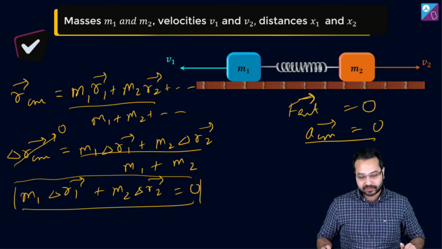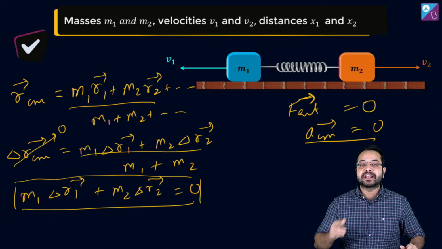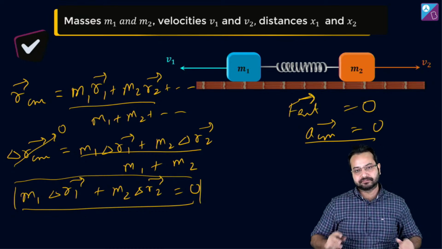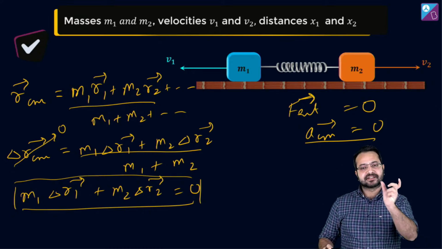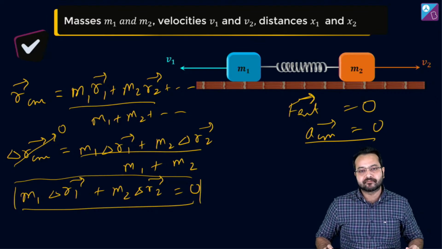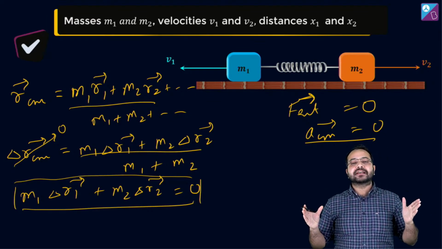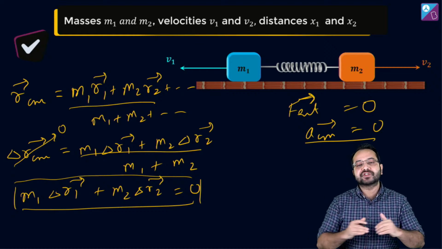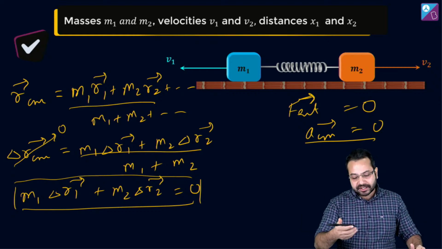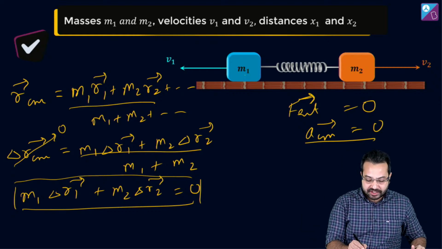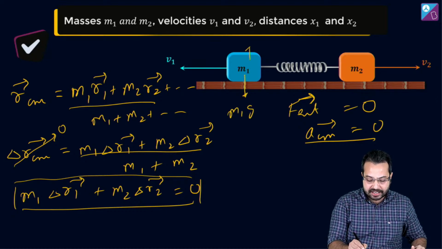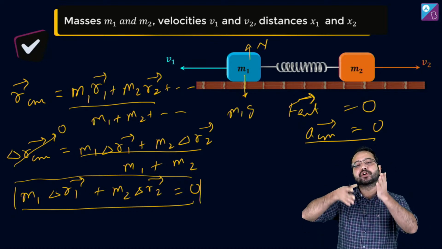Now in this block we can see that if we take the masses and the spring as a system. So what is our system? Our system is the two masses and the spring. Now if that is the system, is there any external force in the horizontal direction? Sure, there are forces in the vertical direction. There is m1g, there is N, etc.